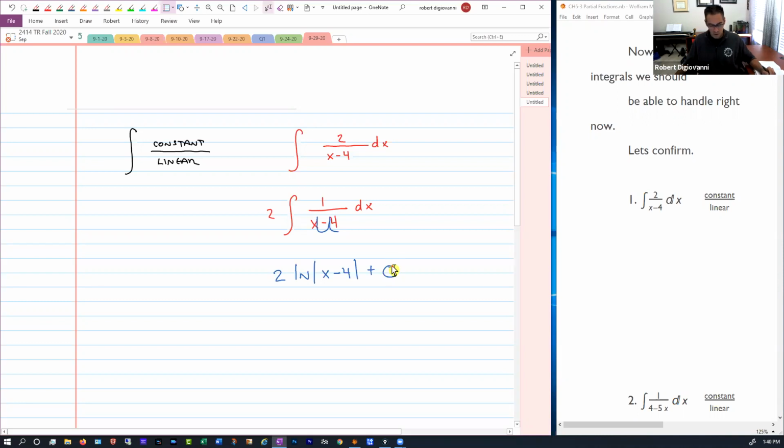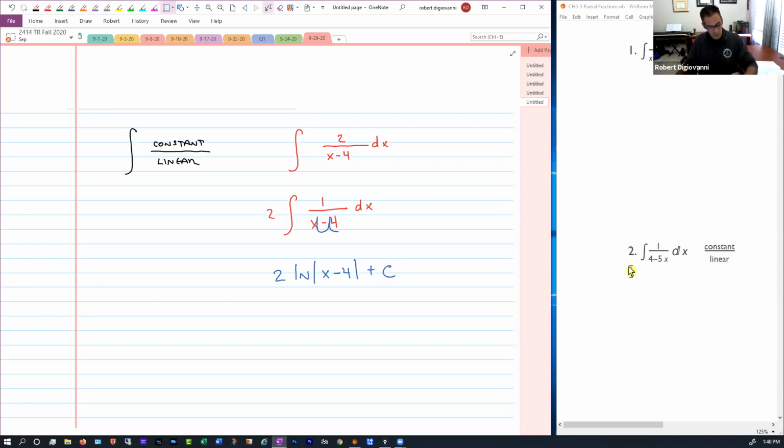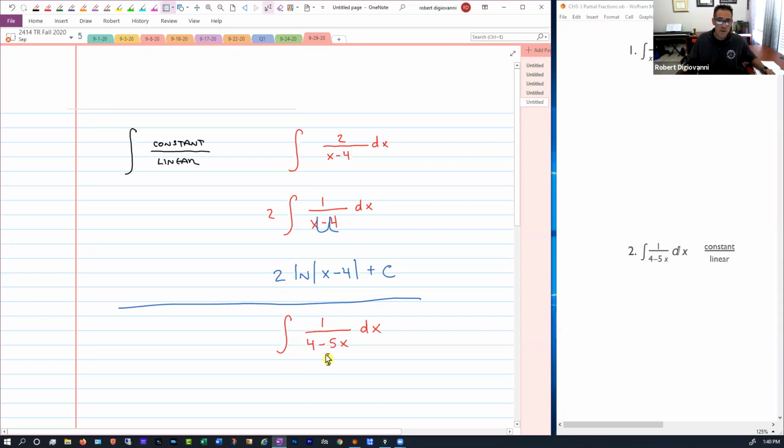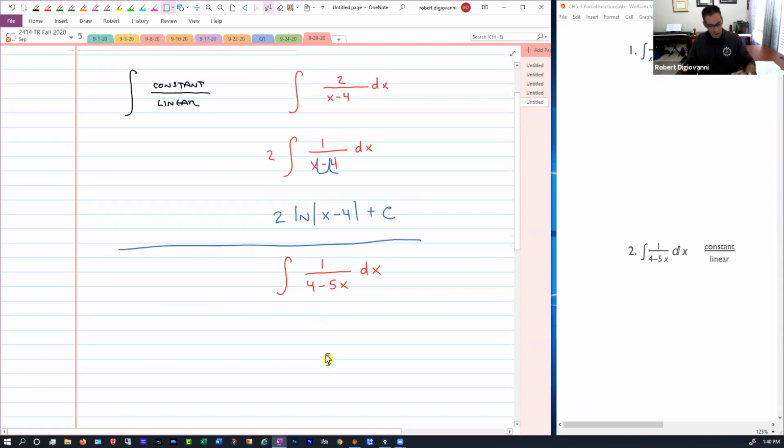I'll do another one. Here's number 2. We have a constant on top. We have a linear expression on the bottom. I know this is going to be natural log, right? In fact, I know the answer. This is going to be natural log of the 4 minus 5x, like that, plus c. But this time, I'm missing something. What am I missing?